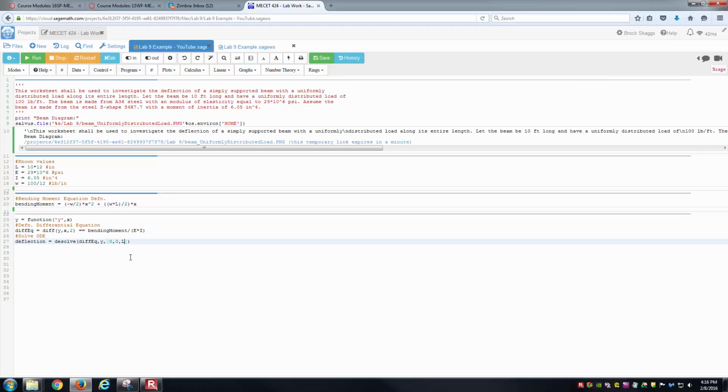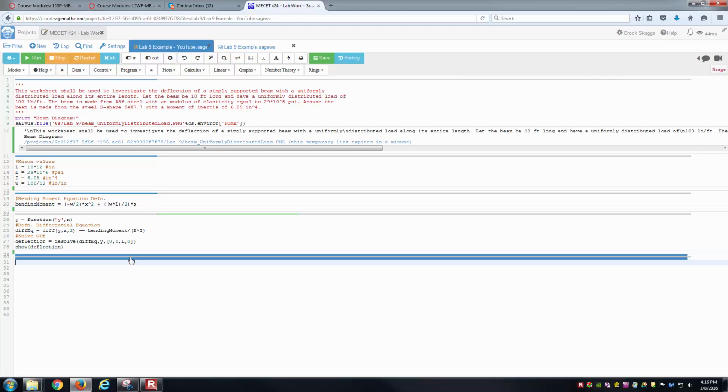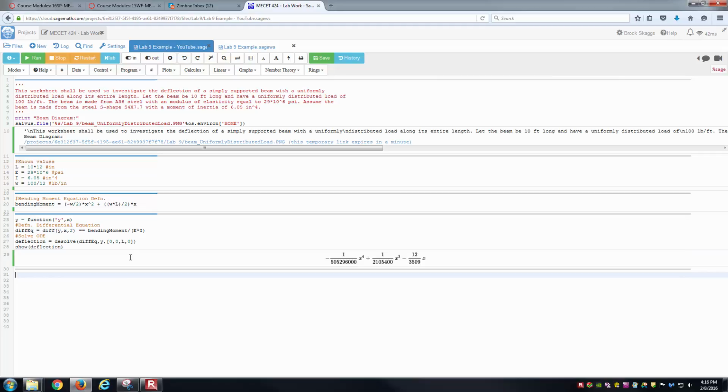And then at x equals L, which is the third character here, the y value is also 0. And so that should be able to help Sage figure out the exact function that we're looking for. And so when we're done, let's just say show the deflection. And so it crunches its numbers for a little bit, and there is the result there.